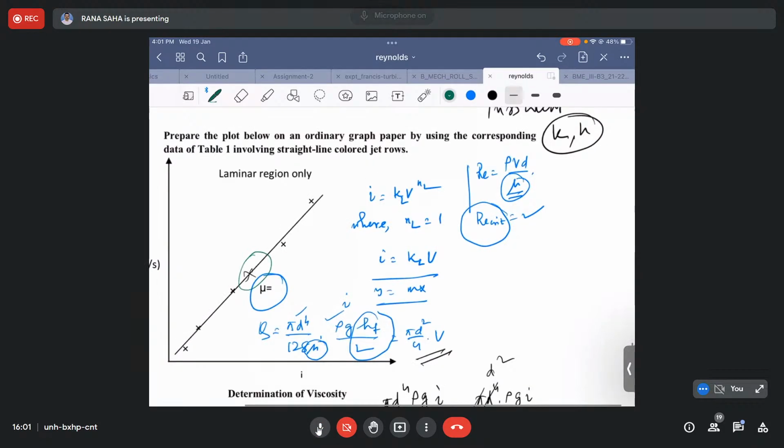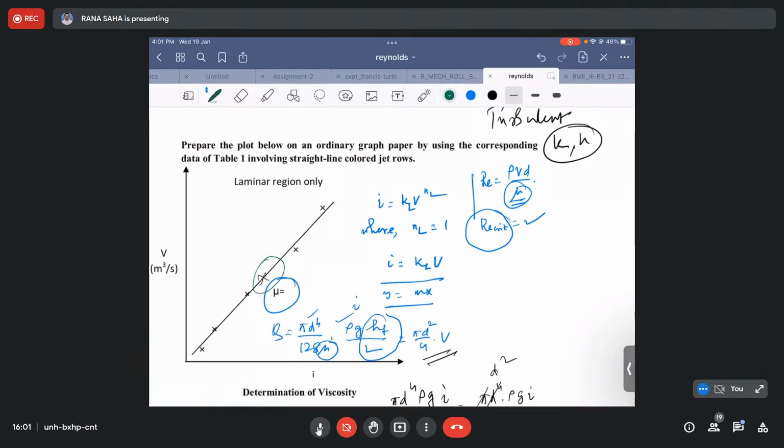So the prerequisite is to identify the laminar zone, because of the data that you will be using to plot this V versus I in metric graph paper. Here there is no necessity to plot in log graph paper. The precondition is that you have already identified the laminar zone, that means your index L is 1. So for that region, the points that you have obtained can be treated as laminar flow data.